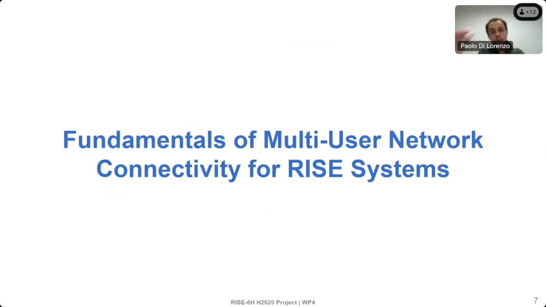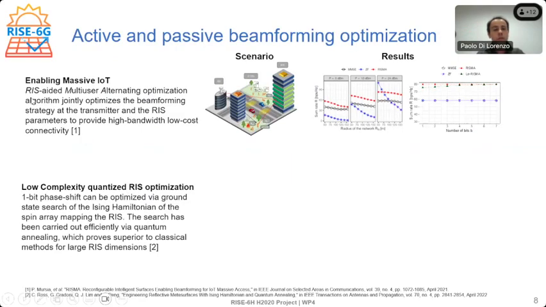Now, regarding the fundamentals of multi-user connectivity, the first aspect that we have considered is the active and passive beamforming optimization. There was this nice work from NEC, RISMA, RIS-aided multi-user alternating optimization, which considers a downlink scenario where a joint optimization of the beamforming strategy at the base station and the RIS parameters is done to provide high bandwidth, high capacity communication.